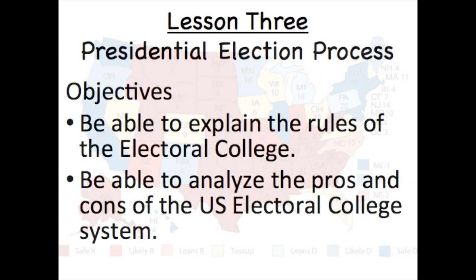My objective for you is to be able to explain the basics of the rules of the Electoral College. It's a complex system, but I want you to at least be able to explain the basics. How are electoral votes determined? What determines who gets the electoral votes for each state? Then lastly, I want you to analyze the pros and cons of the U.S. Electoral College system and what your overall opinion is of it.